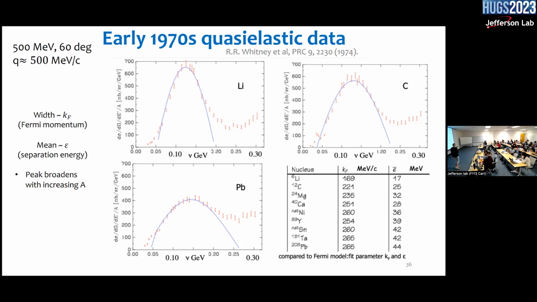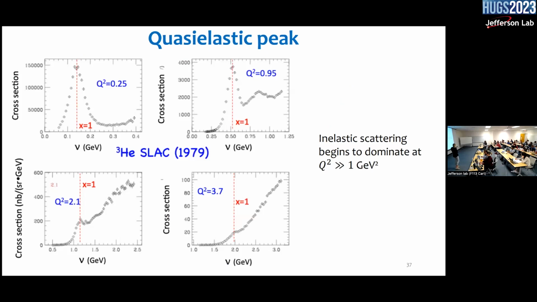So it's really nice because from a very simple model, we can determine basically the Fermi momentum and the separation energy. And so we can also look at the quasi-elastic peak. The quasi-elastic peak is at approximately x equal to 1, so Bjorken x of 1. And so you can look at the cross-section on the vertical axis, and on the x-axis you have this energy transfer again. What you see though is as you go to increasing q squared, the peak is a little bit harder to see because you start to have this creeping in of inelastic scattering contributions.